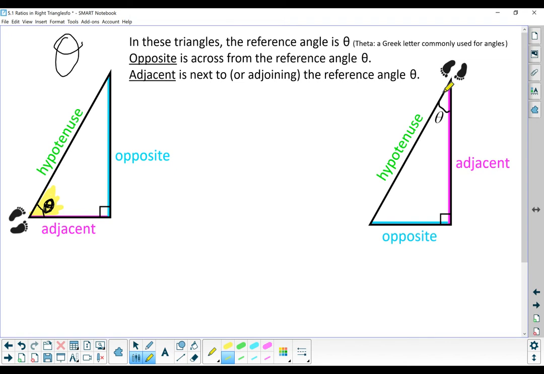Our reference does not have to be down at the bottom though. So if I moved that theta up to the top, and if this was now my reference angle, the lens through which I'm viewing the triangle, that would move the opposite side down here, because this is now the leg that is far away from the angle on the opposite side. Adjacent would now be this tall leg that is adjoining the angle. And then of course the hypotenuse is the hypotenuse.